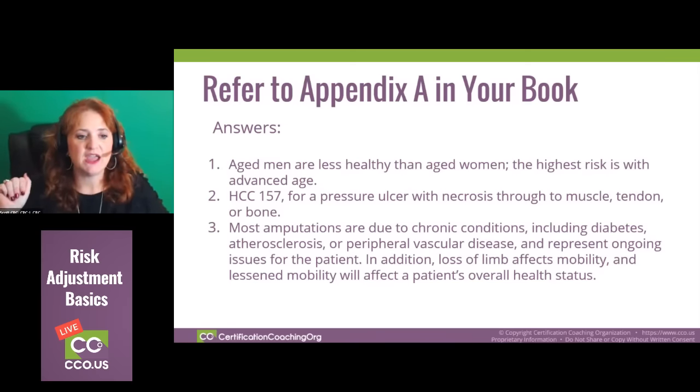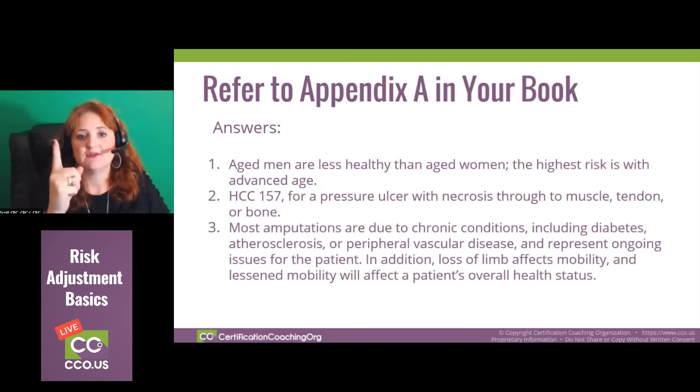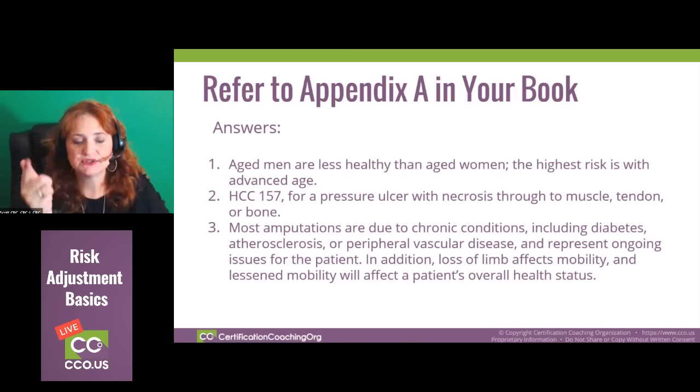So if you have an HCC of 157 for a pressure ulcer with necrosis through the muscle and tendon to bone, that pays out a lot, right? Why? They've got a pressure ulcer, right? Pressure ulcers take a long time to heal. You've got necrosis. They're going to go in and have debridement and surgery. What happens when you have necrosis of a pressure ulcer? You're looking at possible gangrene, right? And then, depending on where it's at, you can look at amputations and such. That is going to carry a lot of weight.